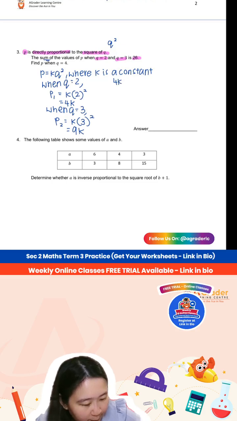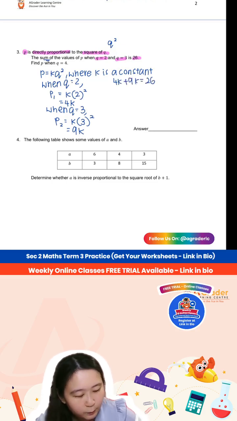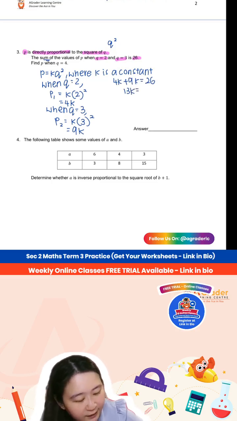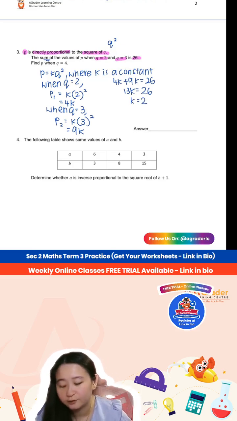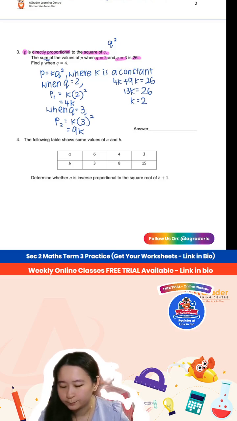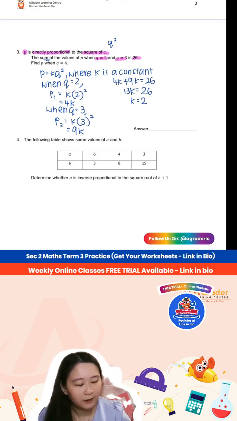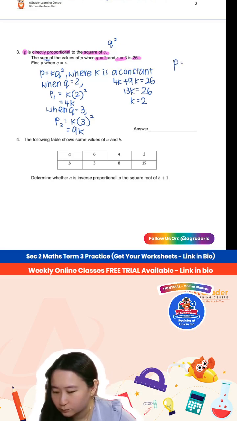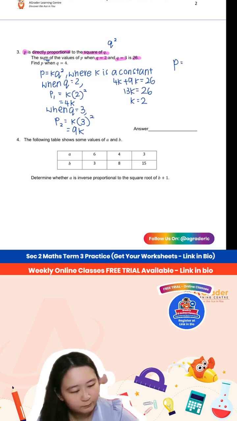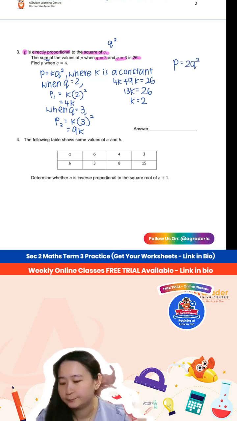So 4K plus 9K equals 26, which also means 13K equals 26. So we divide by 13 on both sides. We will find the value of K, which is 2. Therefore, we have the equation P equals 2Q squared.